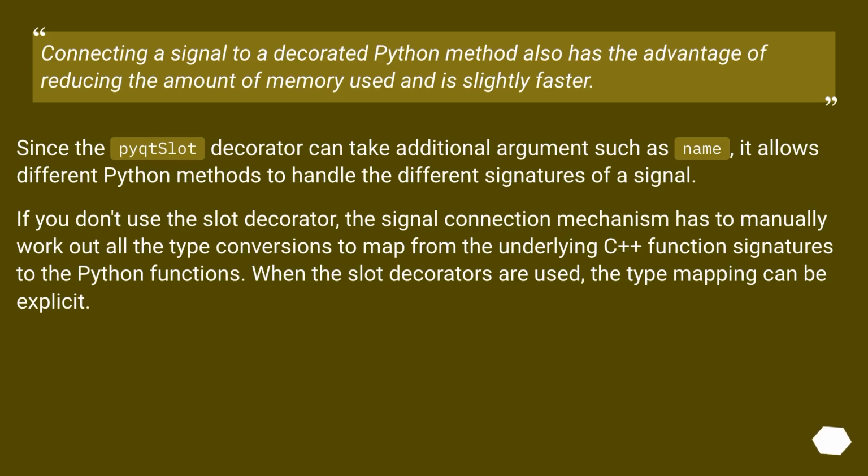connecting a signal to a decorated Python method also has the advantage of reducing the amount of memory used and is slightly faster. Since the pyqtSlot decorator can take additional arguments such as name, it allows different Python methods to handle the different signatures of a signal. If you don't use the slot decorator, the signal connection mechanism has to manually work out all the type conversions to map from the underlying C++ function signatures to the Python functions. When the slot decorators are used, the type mapping can be explicit.